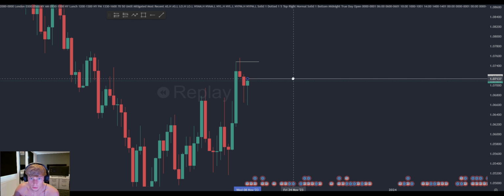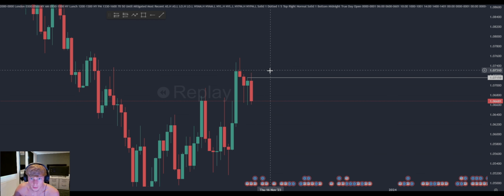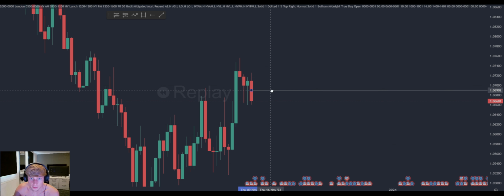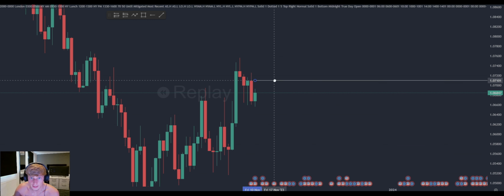Price took out the low and showed a bullish close. I'd be aiming for the high. The high got swept and it's back into the range again. So I'd be looking for the lows. Swept the low and it's still in the range.